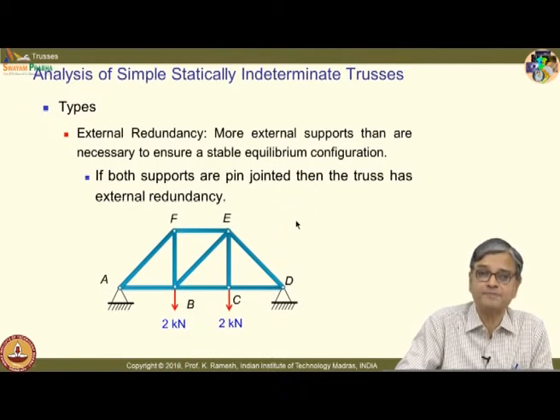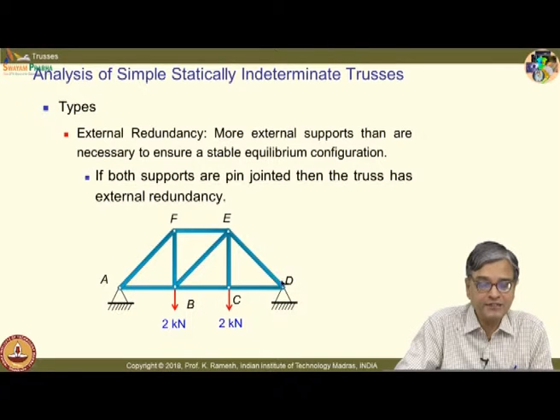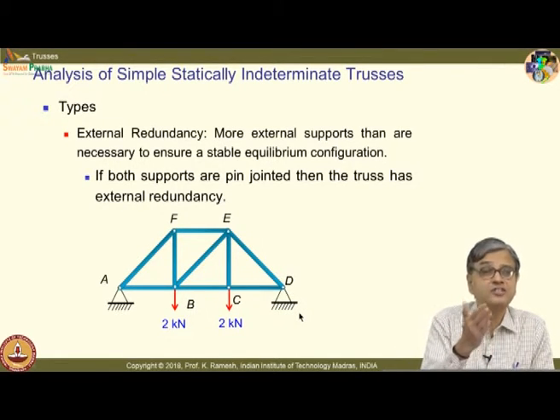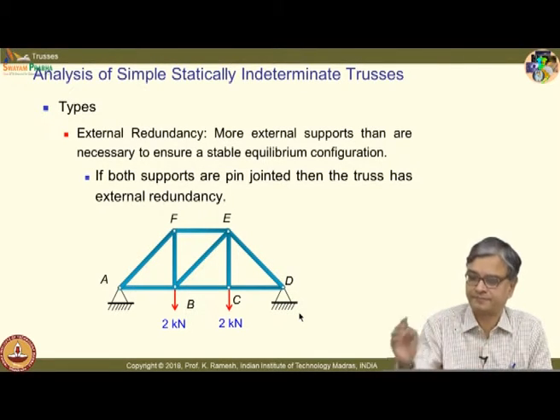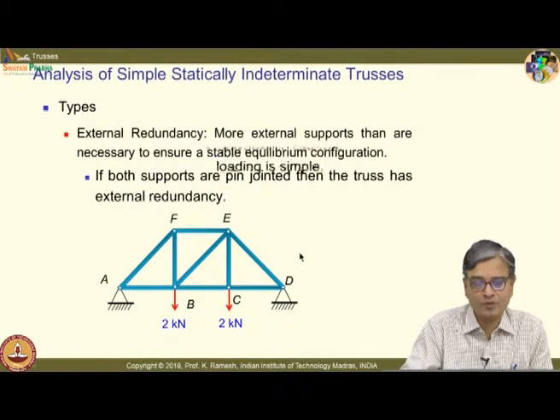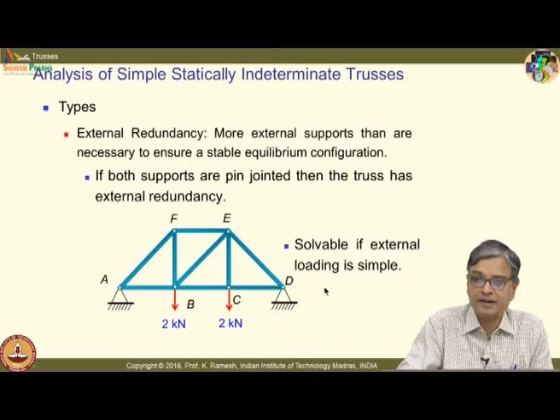Suppose the loading is very simple. I have taken the same truss which we have analyzed earlier. We had a pin joint here. Originally we had a roller support, now I have replaced it by a pin joint, but I still retain the same vertical force. I can still solve this problem even though it has external redundancy. If the loading is simple, if there is no horizontal component, I can make a reasonable assumption that there are no horizontal interaction forces at these two supports. I can still solve the problem. So, this is one class of problems you can handle.